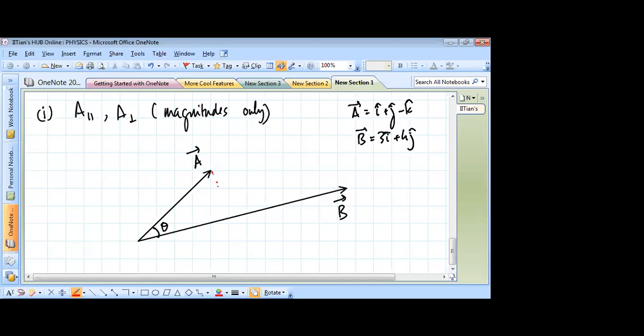Now drop a perpendicular here like this, and this component of A, which is parallel to B, is nothing but the parallel component. So this is the projection of A which is parallel to B, and similarly draw a projection like this.